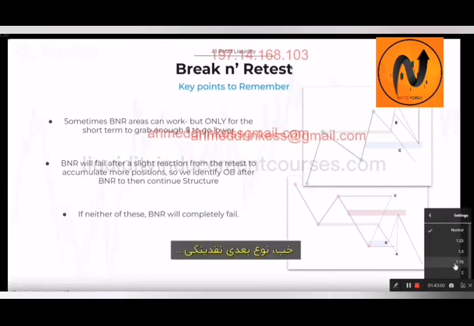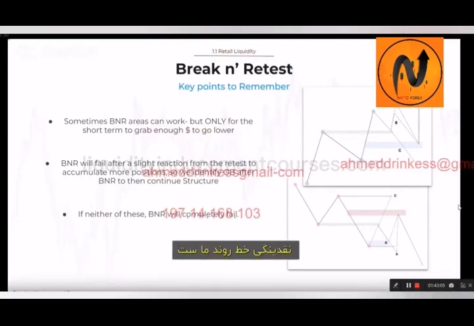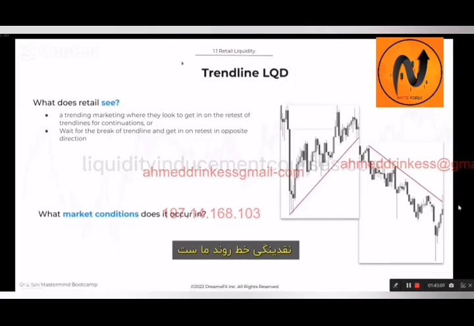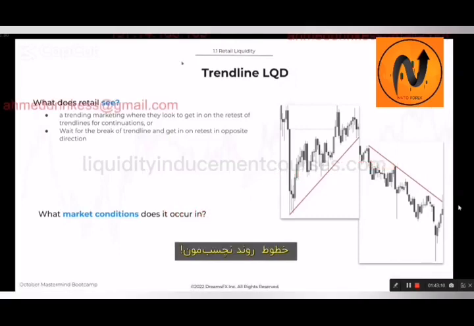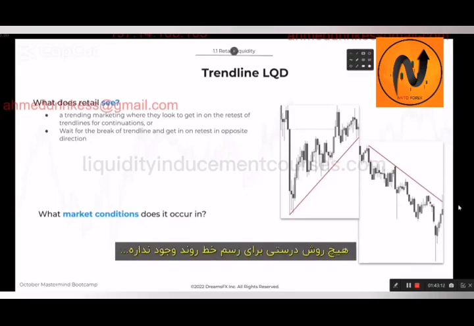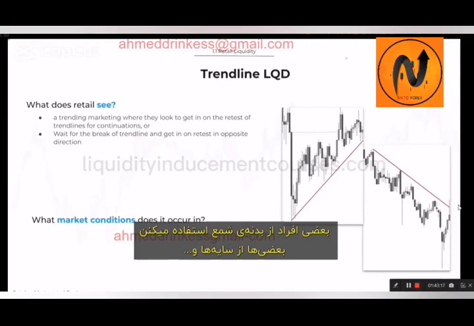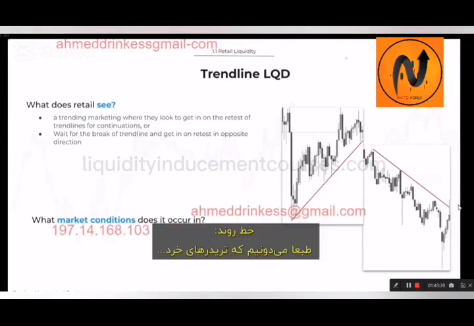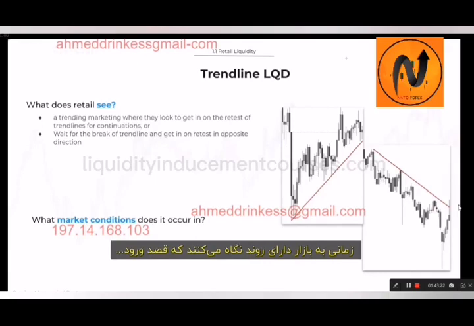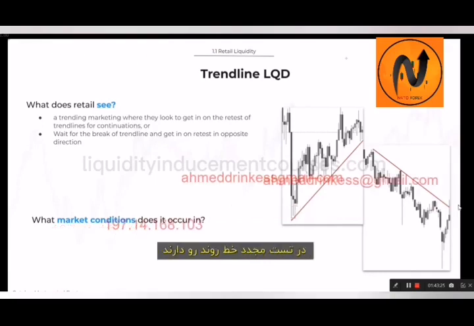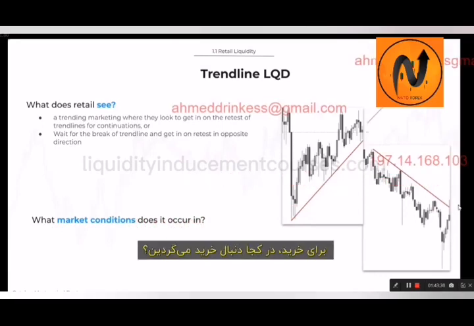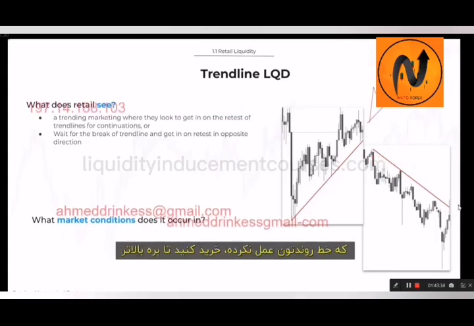All right, so the next type of liquidity, everybody, is going to be our trend line liquidity, our notorious trend lines. Trend lines are very subjective. There's no right way to draw a trend line. Some people use bodies, others use wicks, and so forth. A trend line, obviously, we know retail traders see a trending market where they look to get in on the retest of trend lines for continuations. If you are in a bullish market, where are you going to be looking to buy your trend line? You can be looking to buy on a wick rejection of your trend line to then go higher. Be looking here to buy.